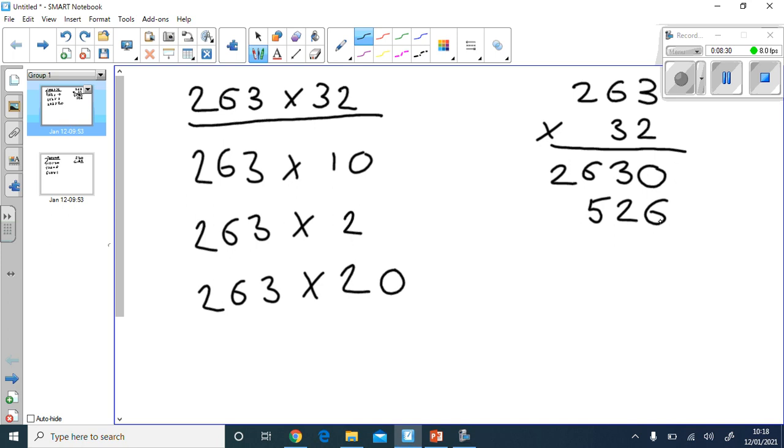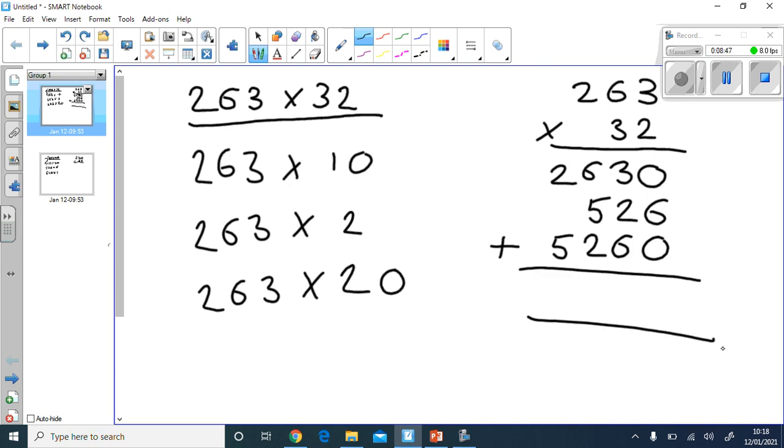Now we've got 263 times by 20. So, well, we know what 263 times by 2 is. We've just got to add another 0 on. Okay? So we know that 263 times by 20 is therefore 5,260. And then add them all together.